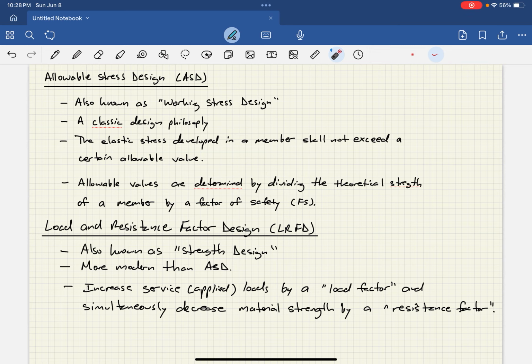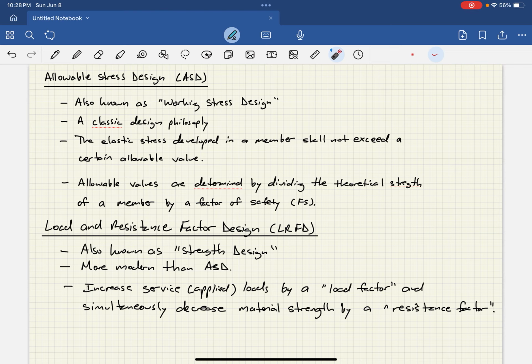Now, both of these methods have evolved over the years, ASD and LRFD, and there are a lot of modern versions of ASD that are becoming more and more similar to LRFD, but LRFD is really leading the pack right now, and so that's what you're going to end up using a lot more in your later structural design courses.